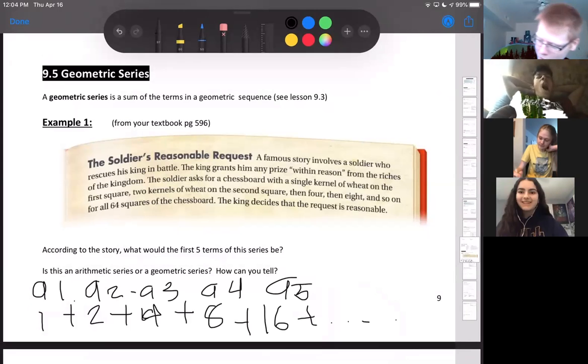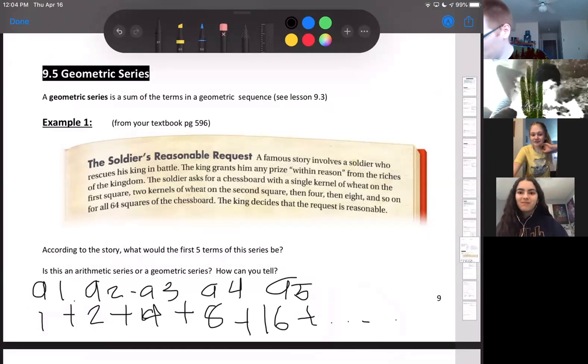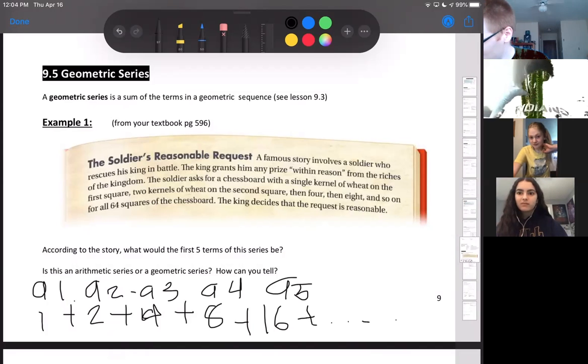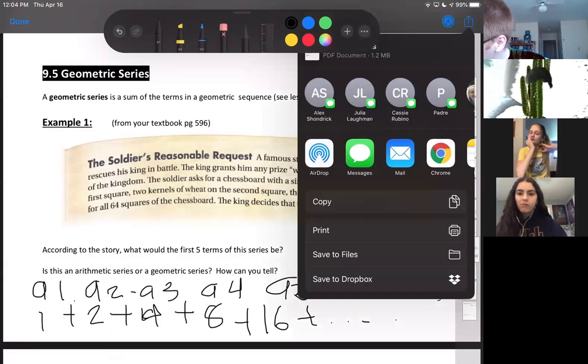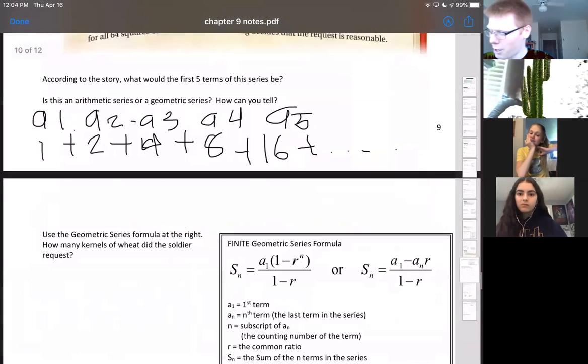So it probably doesn't seem that unreasonable right now because all the numbers are pretty small. We're going to see this gets quite large if you did it for all 64 squares of the chessboard. So we're going to actually find it using this formula.